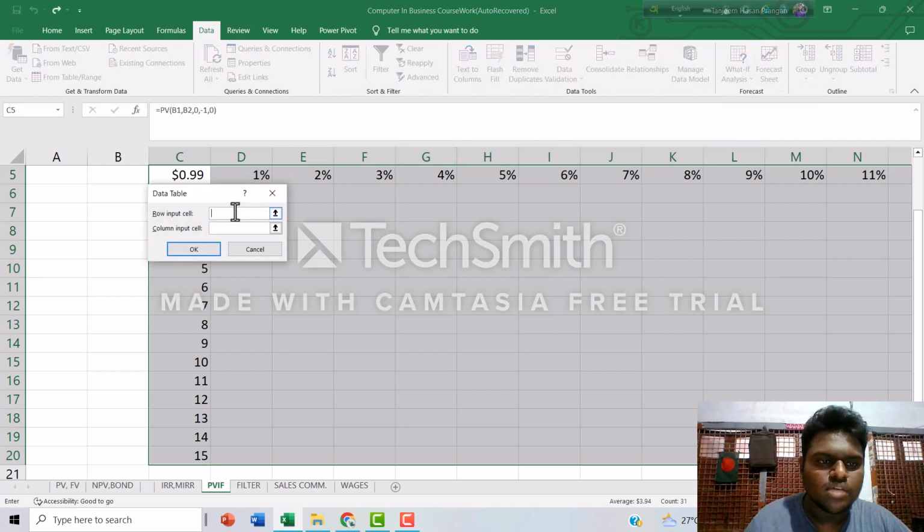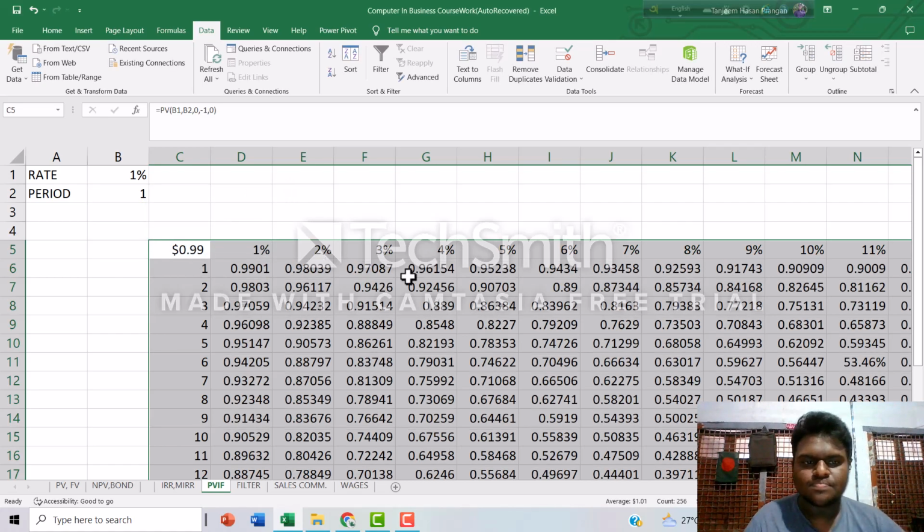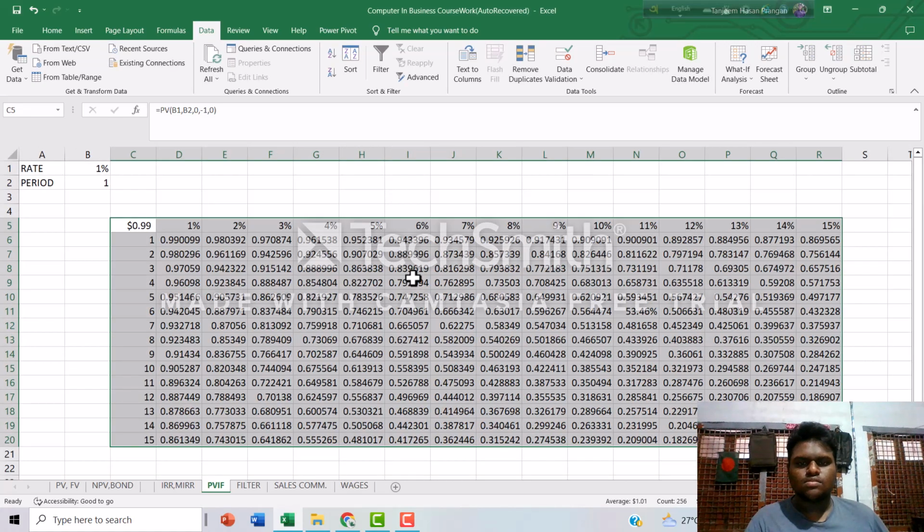Then it shows that we have to put the row input cell, in which we are going to put the percentage, and in this we are going to add the period. Clicking OK. Yes, you can see that this is the full-fledged present value interest factor.